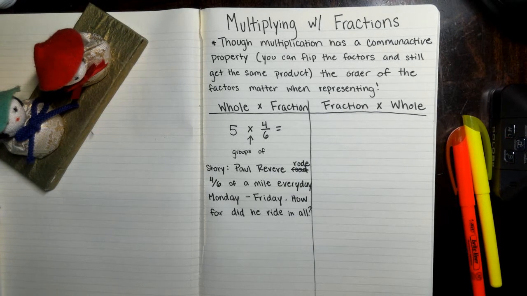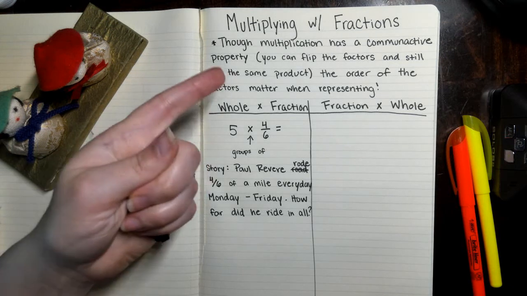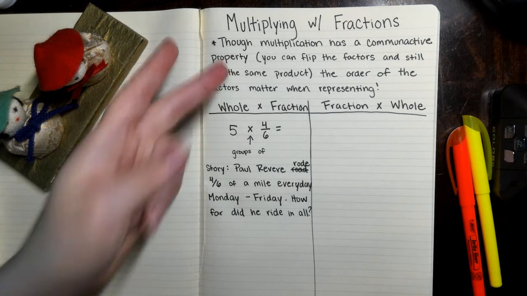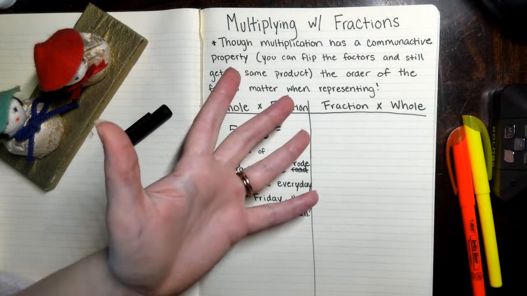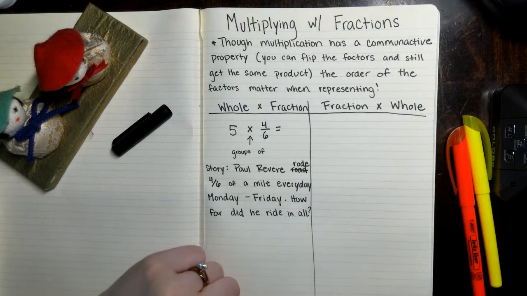So Paul Revere's riding his horse saying, the British are coming, the British are coming. He's going to ride every day 4/6 of a mile. Isn't very far, but, you know, maybe his horse is slow. It's old. And he rides Monday 4/6 of a mile, Tuesday 4/6 of a mile, Wednesday 4/6 of a mile, Thursday 4/6 of a mile, and Friday 4/6 of a mile.